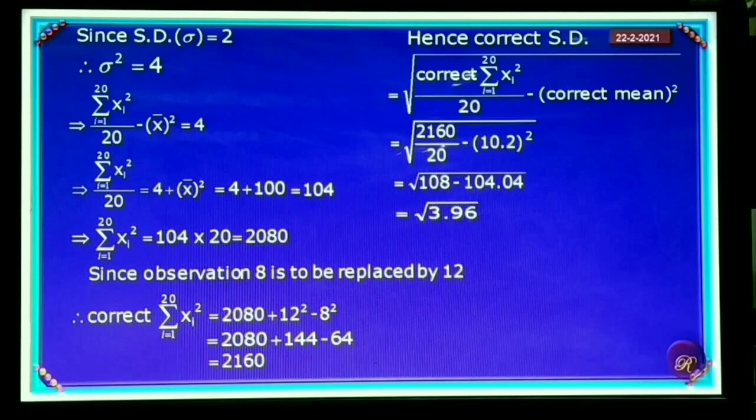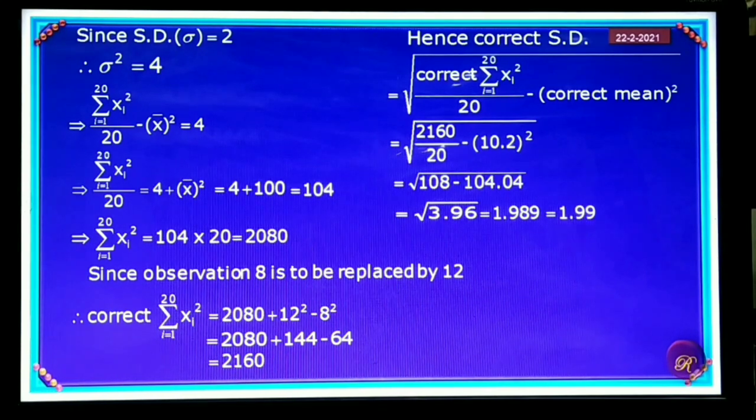Try to find the square root of 3.96. That is 1.989, can be taken as 1.99.